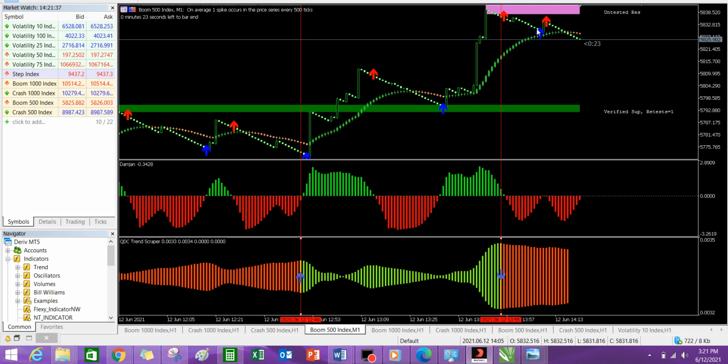So a new downtrend is starting from here. So you guys can take advantage of that. Right now it is going back on downtrend. Okay, you can take advantage of that. Okay, I'll be stopping here with the analysis.